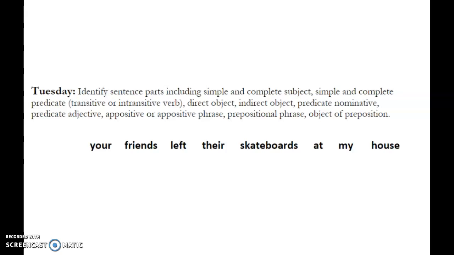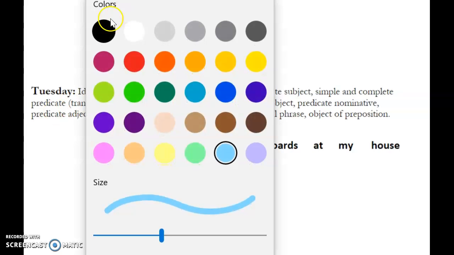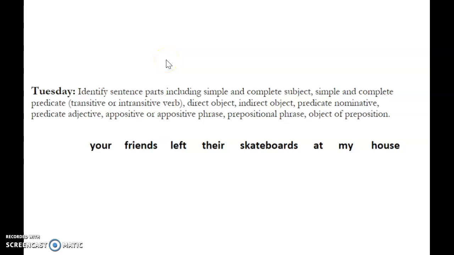Okay, today we're gonna look at parts of a sentence. So the first thing you have to do is find the simple and complete subjects. The subject is who or what the sentence is about. It's always in the beginning of the sentence, so we know that it is "your friends," which is our complete subject. Okay? Now we need to find our simple subject.